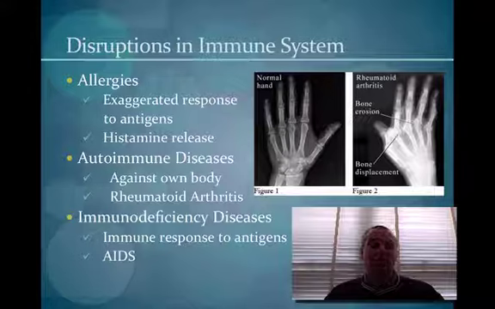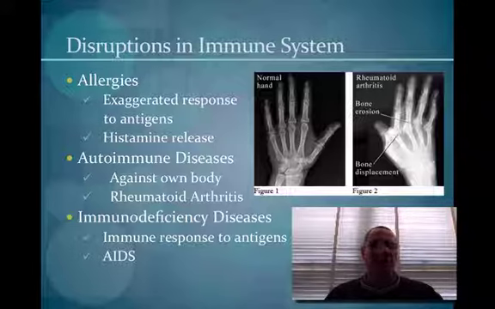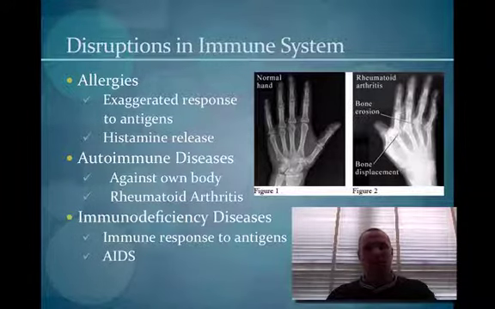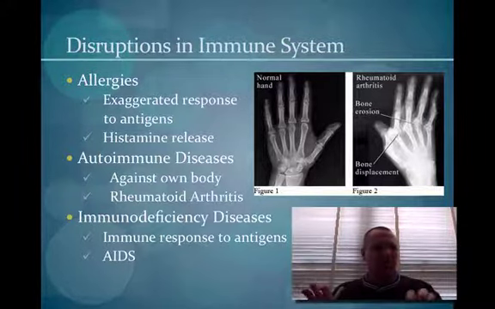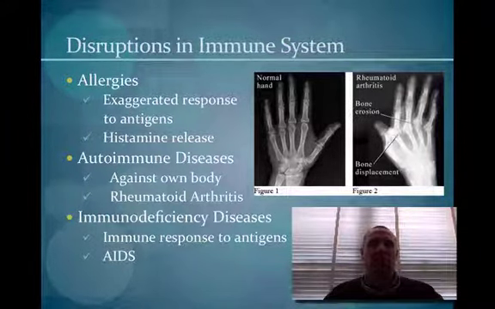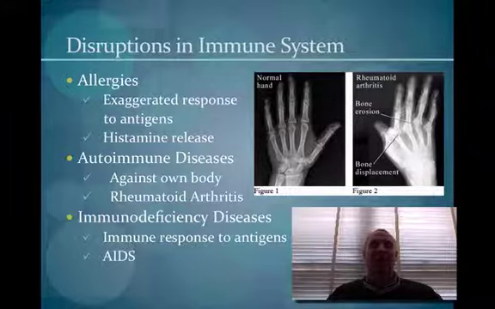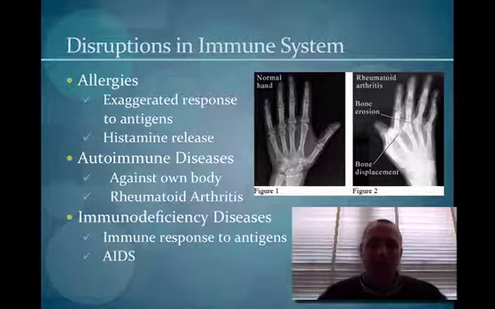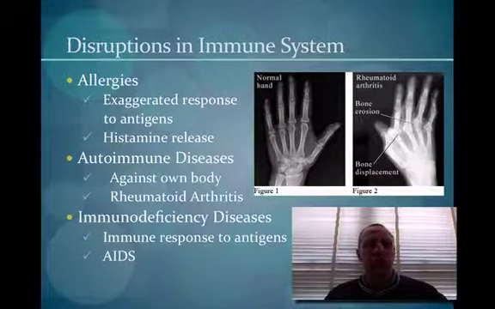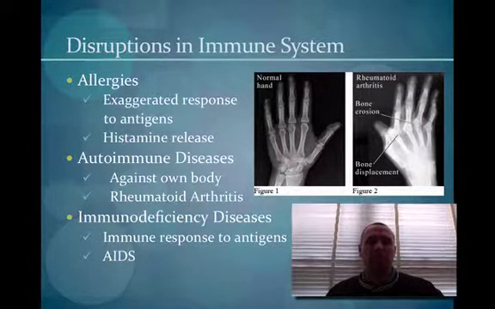We have autoimmune diseases as well, which is when our body fights against itself. An example would be rheumatoid arthritis. It's when our body actually deteriorates between the bones, and it causes a deformity and pain in people who have rheumatoid arthritis. And then we have immunodeficiency viruses, the most classic one, of course, being AIDS, which is acquired immune deficiency syndrome, which comes from the human immunodeficiency virus, which is HIV. And this is an immune response to antigens. Okay, so these are just some disruptions or things that may go wrong in the immune system.